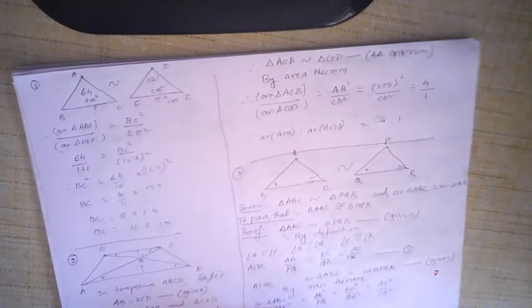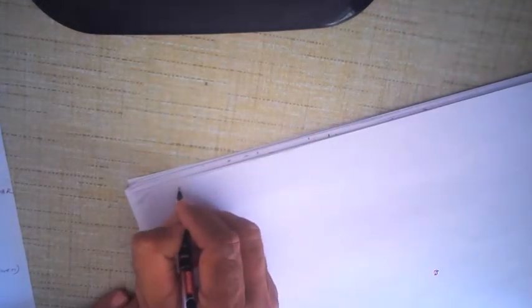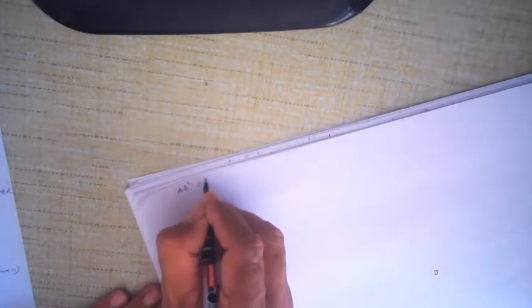So if the area of triangle ABC is 20, the area of triangle PQR is also 20. 20 upon 20 means 1. So 1 is equal to AB square upon PQ square, is equal to BC square upon QR square, is equal to AC square upon PR square. So that means AB square upon PQ square is equal to 1. Therefore, I'm taking a fresh page here. AB square is equal to PQ square.